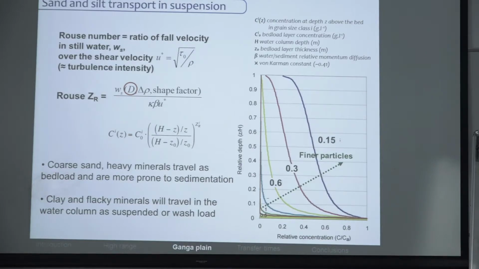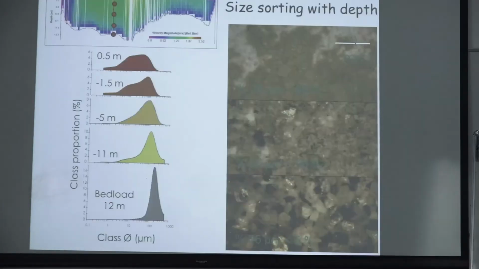So we expect the coarse material to travel here, and the flaky minerals like mica, and also all the clay and silt, to travel more uniformly in the water column. It's what we saw yesterday in some way, with the Ganga section with different sampling. I show you these two graphs.